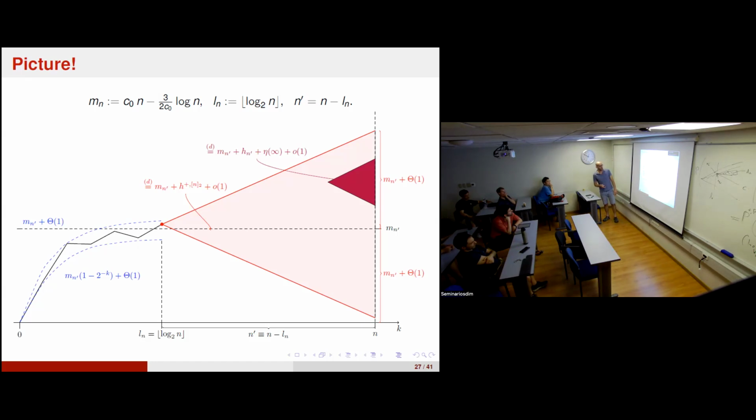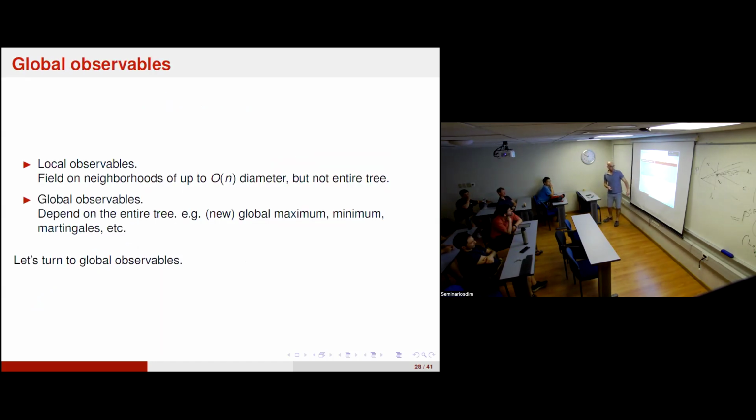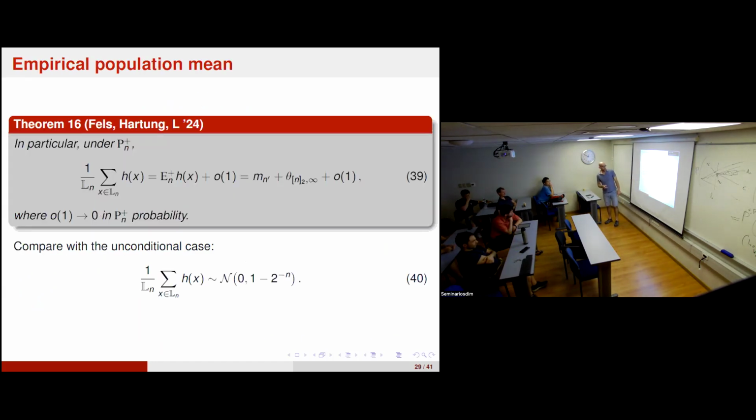So let me switch to global observables. What global observables are we going to look at? Maybe the simplest one would be just the empirical mean of the tree. You just look at the average over all leaves. If you take a branching random walk and you average over all the leaves, you get a random quantity because the beginning of the tree matters. Here you don't. Here you get a constant.